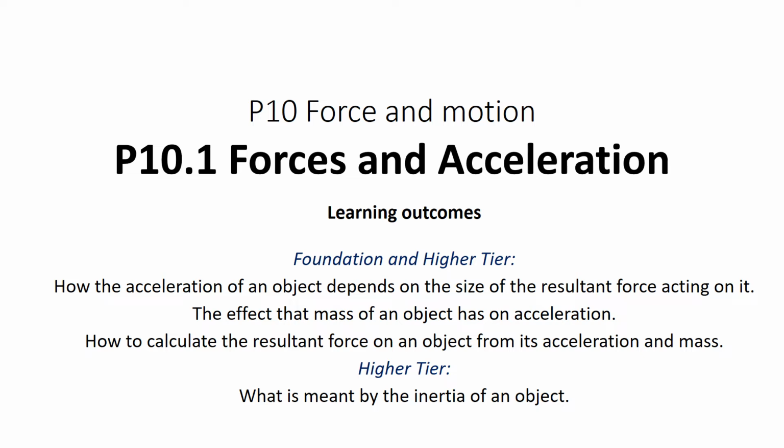So what we're going to do today is we're starting another new unit. Now I have attached the RAG sheet for this and we'll go through that in a second, but today's learning outcomes, there are 4. You'll notice that there are 3 that are common to both the higher and foundation paper, but 1 that is specifically for the higher paper.